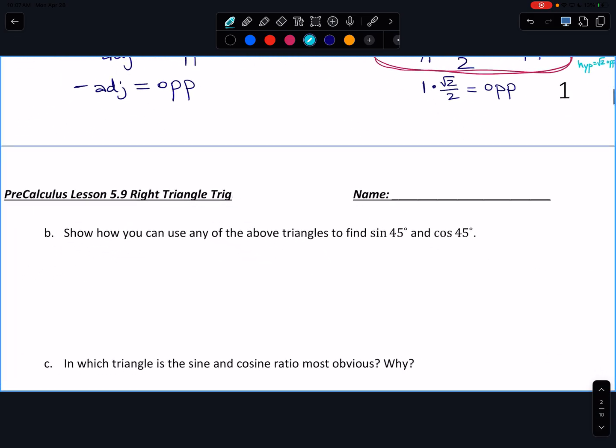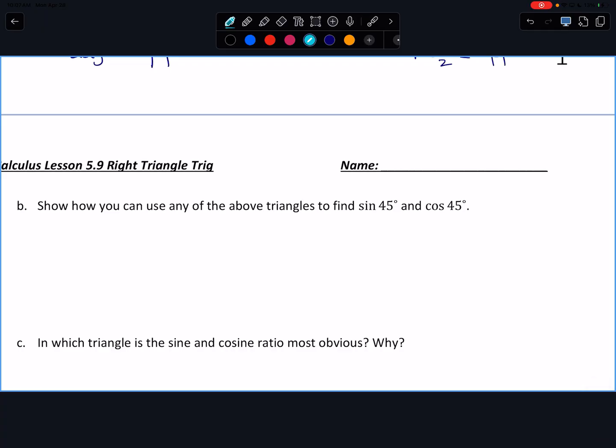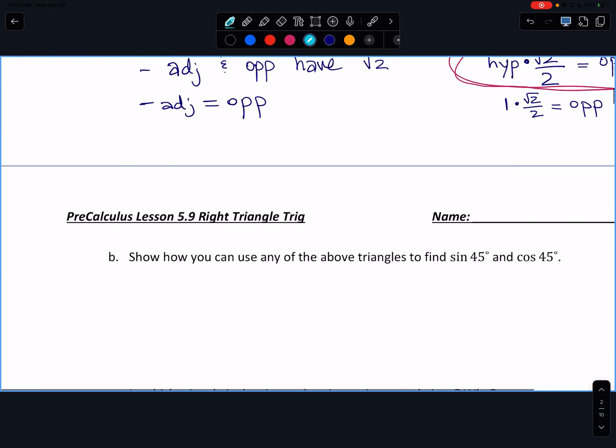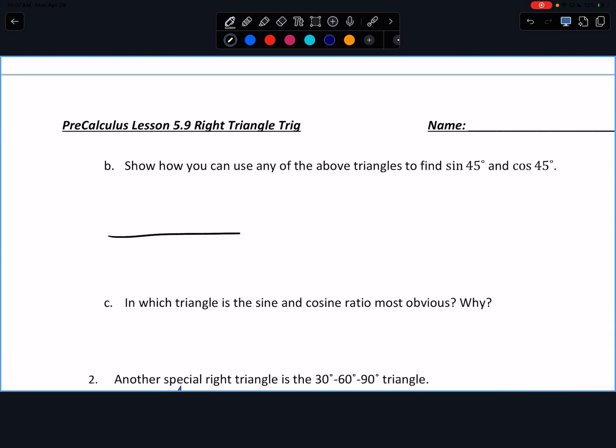Okay, so show how you can use any of the above triangles to find sine of 45 and cosine of 45. Which one do you think is the most obvious? Think about the unit circle and find sine of 45 and cosine of 45. So if I draw my unit circle like this, and this is 45 degrees, and I drop that straight down, right? What's the length to get out to this unit circle? What is the length? What's this side called? This side is special. It's called the hypotenuse, okay? Because we drop it straight down, yeah?